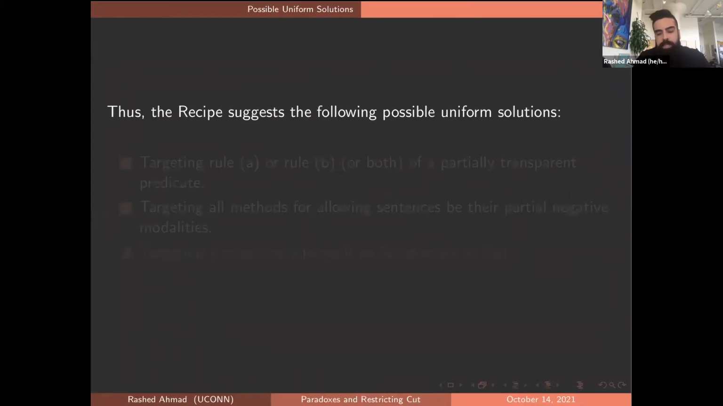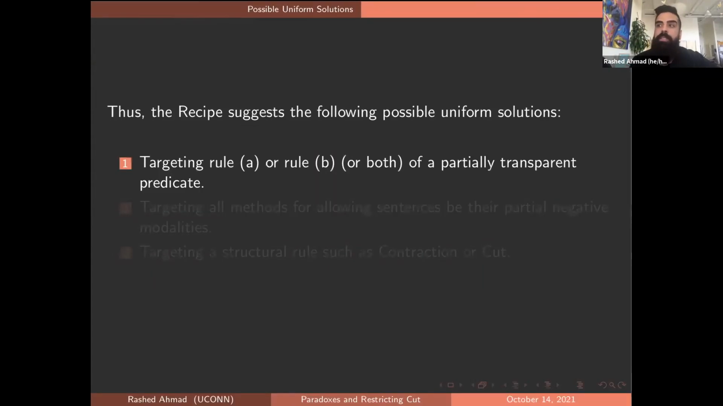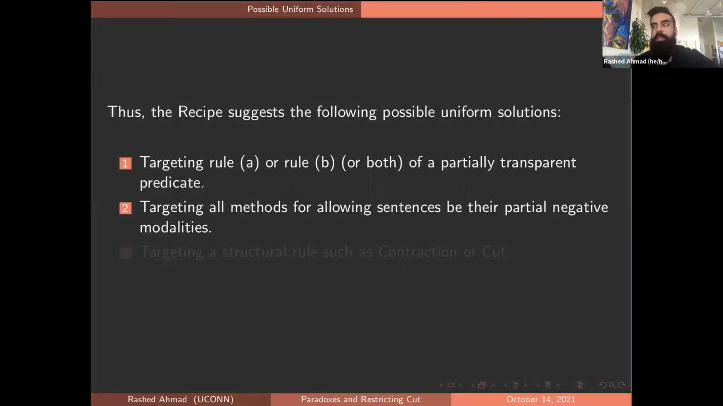So what does the recipe suggest in terms of solution? Well, there are three possible routes. First, we can target the rule A or B from our partially transparent predicate. So target all T1, P1, V1, and so on, or T2, P2, V2, M2, and so on. Or we can target all methods of allowing sentences to be their partial negative modalities. Or we could target a structural rule such as contraction or cut.